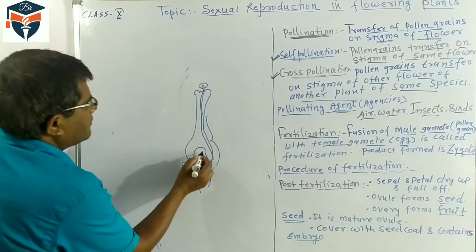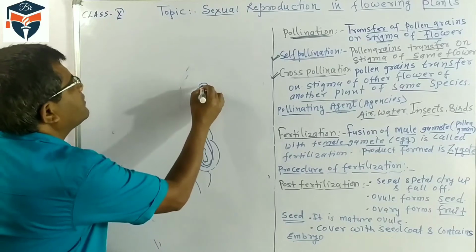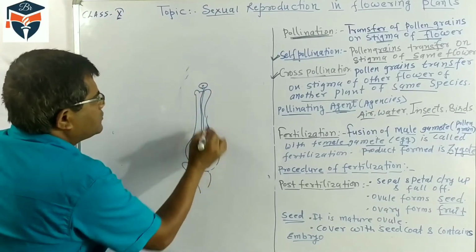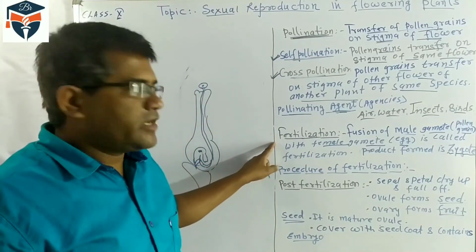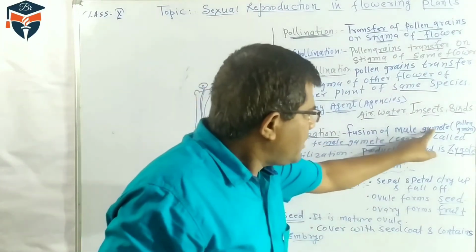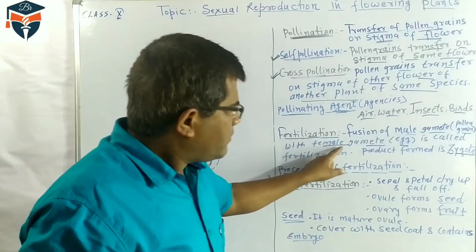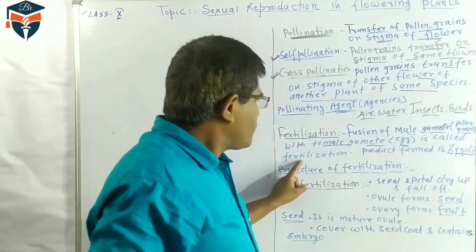In this case, this is the female gamete, and this one is the male gamete. The male and female gametes get fused. That process is called fertilization. The fusion of male gamete with female gamete is called fertilization.